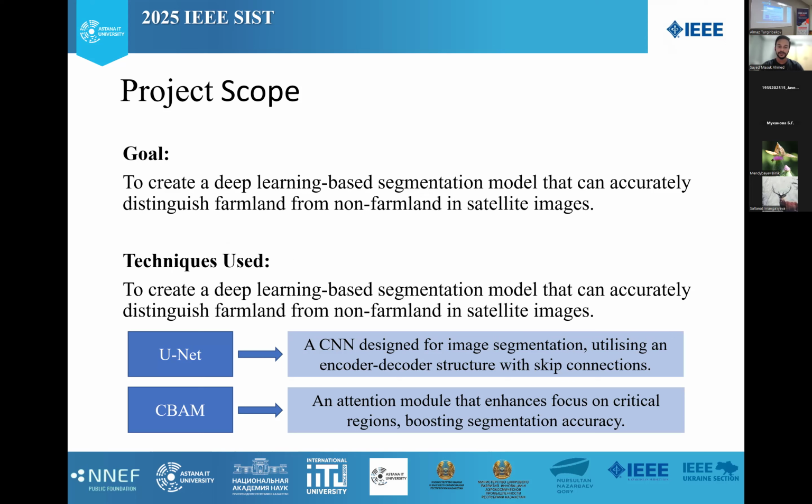And here we used two kinds of architectures. The first one is UNet. It's a CNN designed for image segmentation, utilizing an encoder-decoder structure with skip connections. And to refine the result from UNet, we used an attention module. It is CBAM, the convolutional block attention module, an attention module that enhances focus on critical regions and boosts segmentation accuracy.